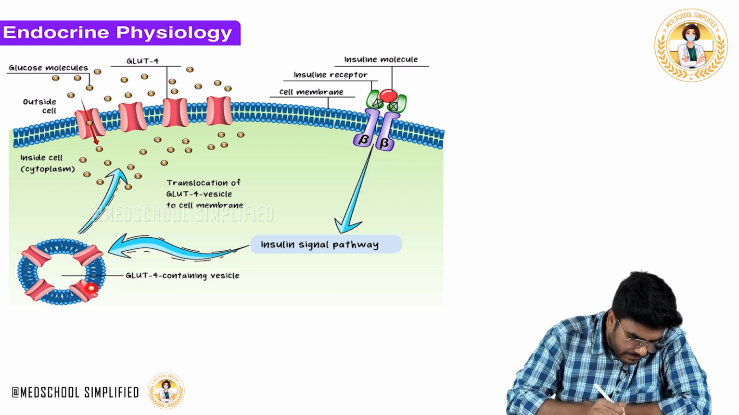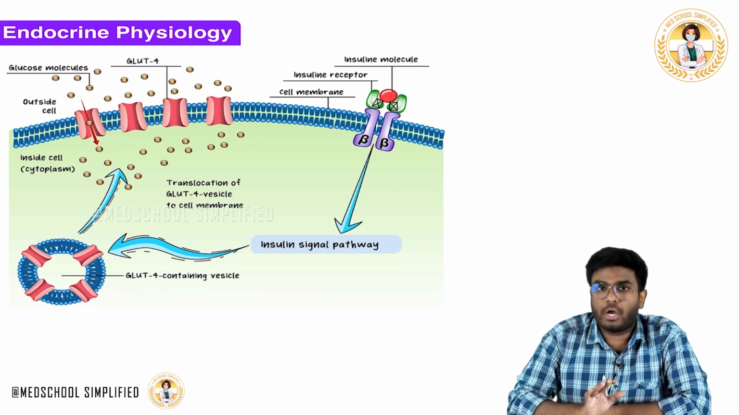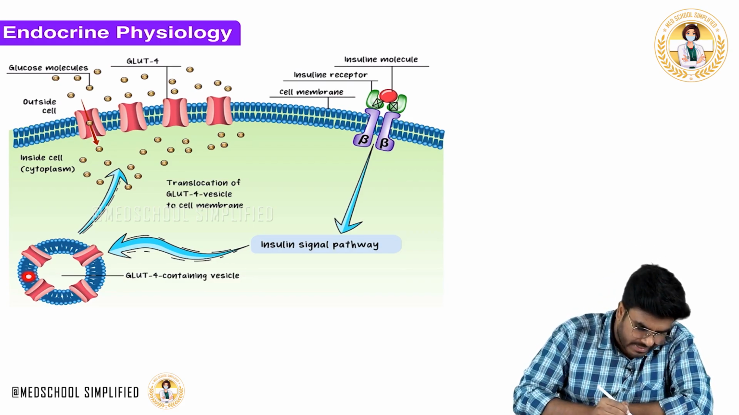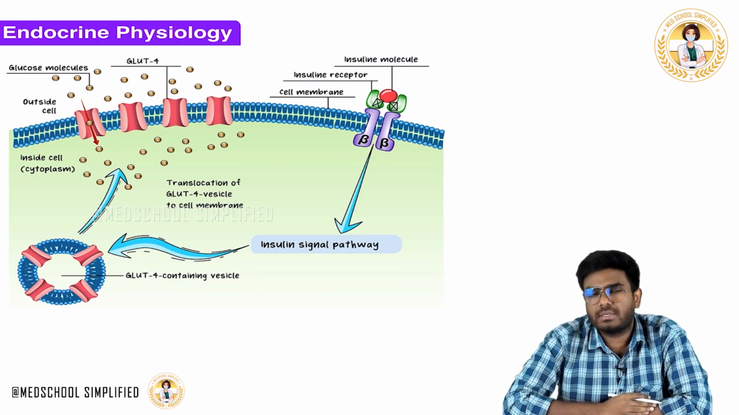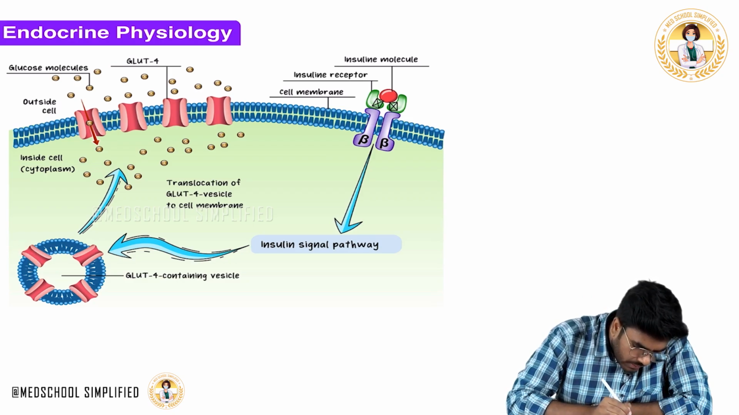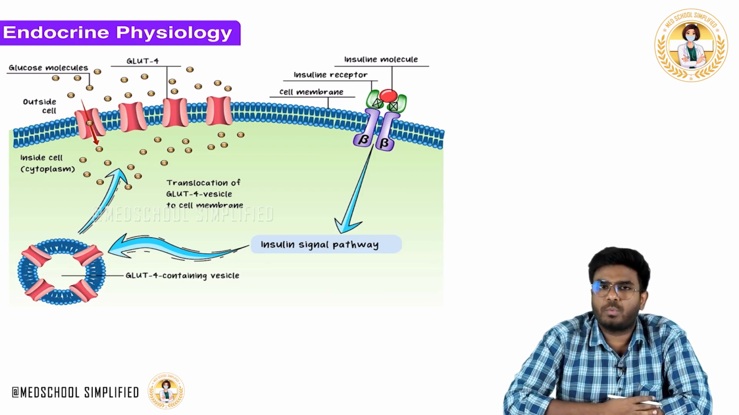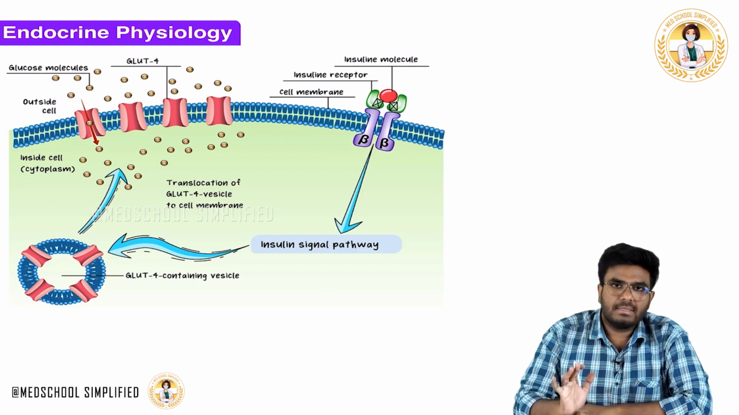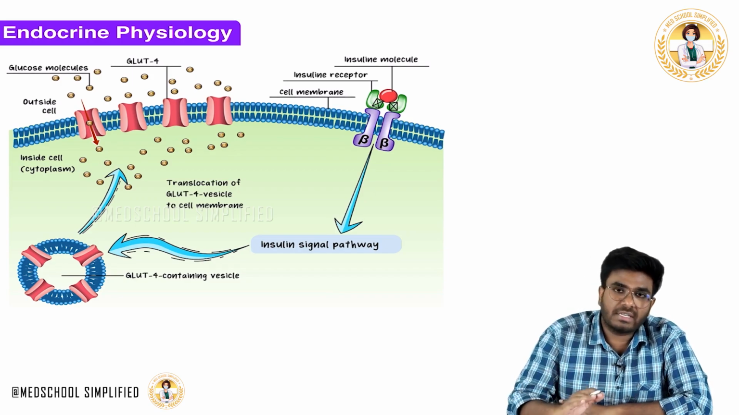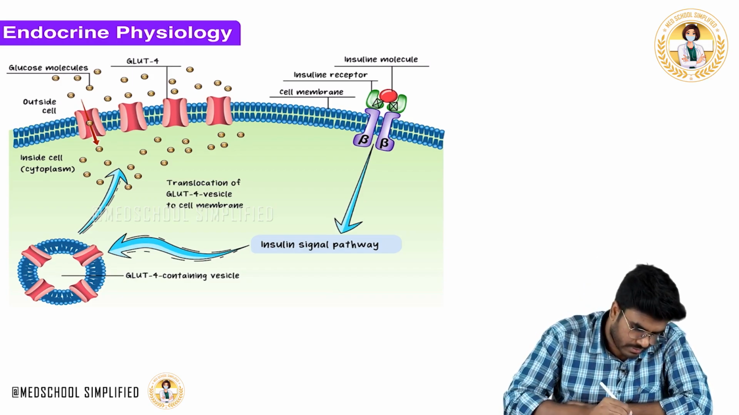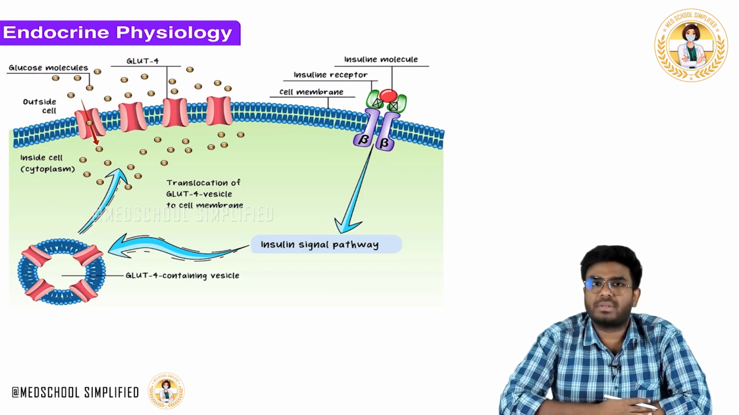In these cells, in the skeletal muscle, there is already a vesicle present. In these vesicles, there are channels, or transporters. What is the name of this transporter? These transporters are called glucose transporter type 4, GLUT4. These vesicles are preformed, and they contain GLUT4 transporter molecules.